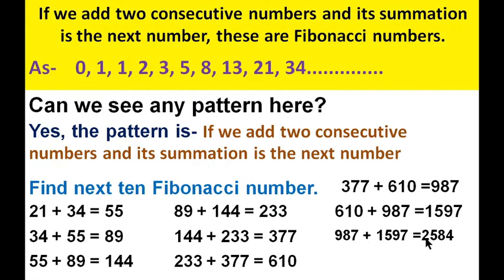will be 2584, and the next number will be 1597 plus 2584, which will be 4181. So all these are the next 10 Fibonacci numbers.